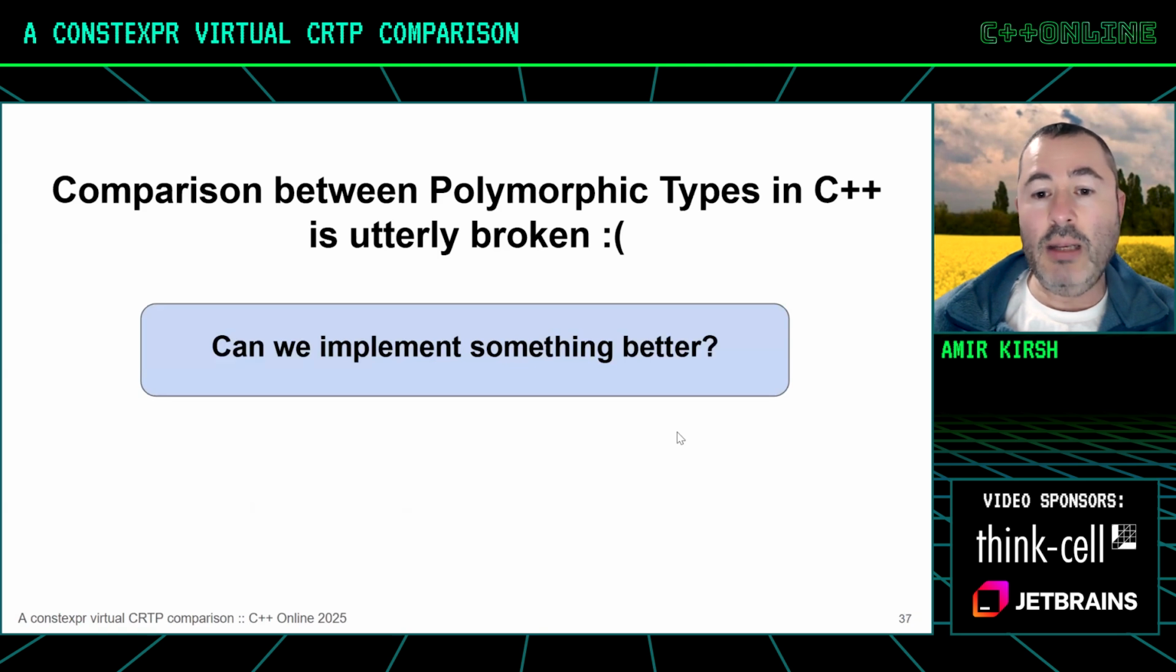Or maybe we can implement something better. What can it be? Oh, maybe it can be a constexpr virtual CRTP comparison. Yes, that is what we are going to implement.